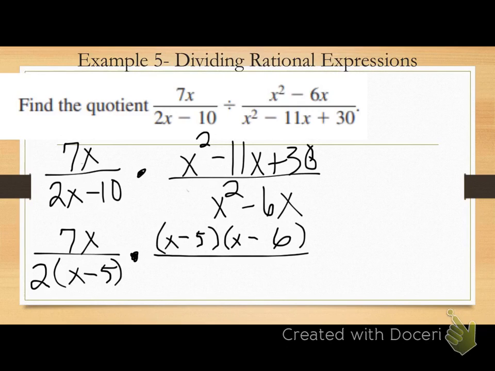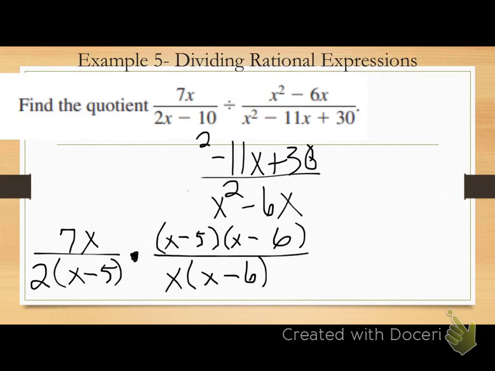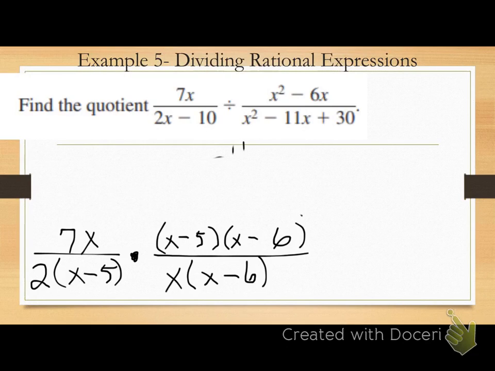x squared minus 6x. What's the GCF there? x. x times what would give me x squared? x. x times what would give me negative 6x? Negative 6. Everyone good with all my factored forms? Perfect. Let's go ahead and multiply straight across, and then we'll start canceling stuff out.